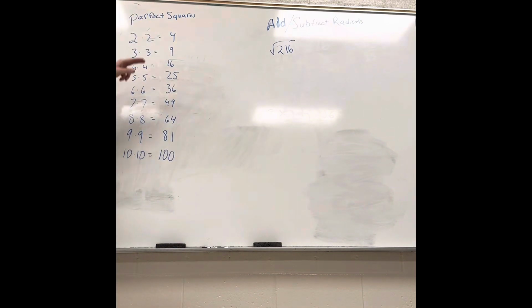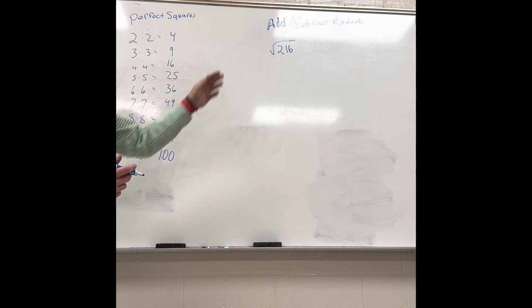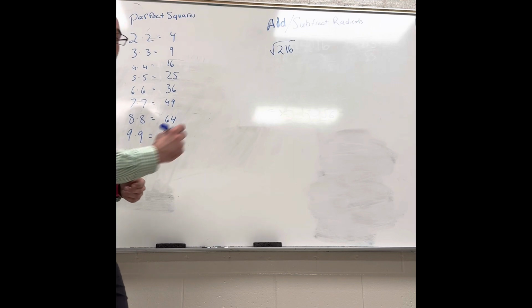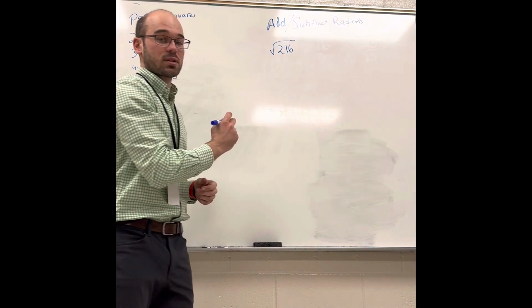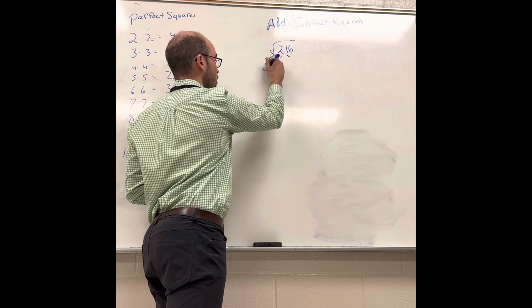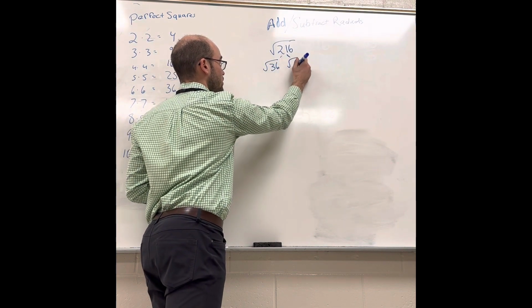Next, radical 216. So I've got to look at this perfect square list and think, what is the greatest number that goes into 216? My recommendation, try 216 divided by 4. You'll get 54. Try it by 9. You'll get a whole number. 16 doesn't work. 25 doesn't work. 36 does work. And it's actually the highest perfect square that'll go into 216. If I multiply 36 times 6, I'll get 216. So I could break this down as radical 36 times radical 6.